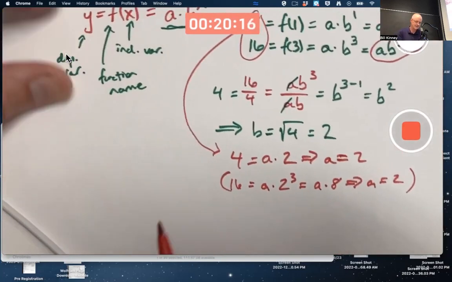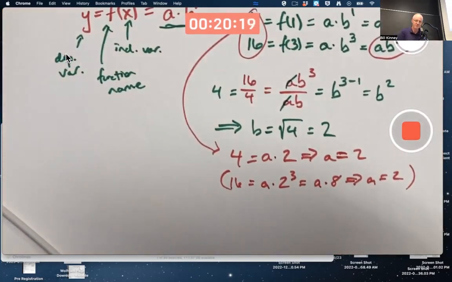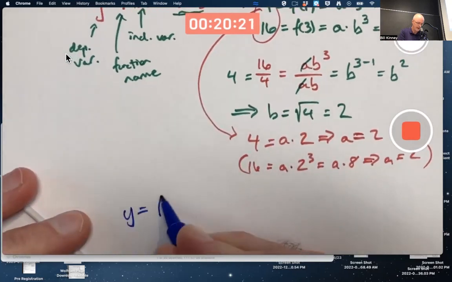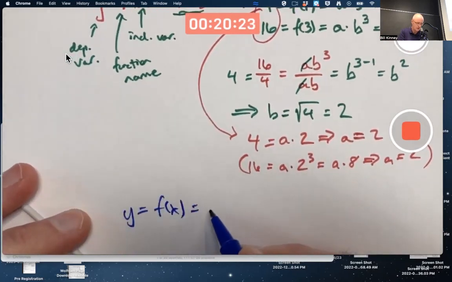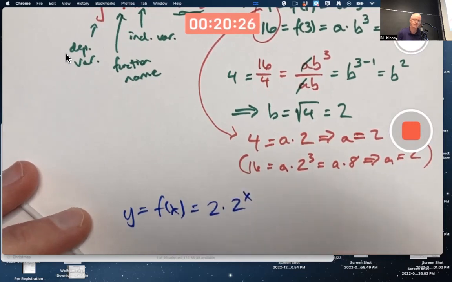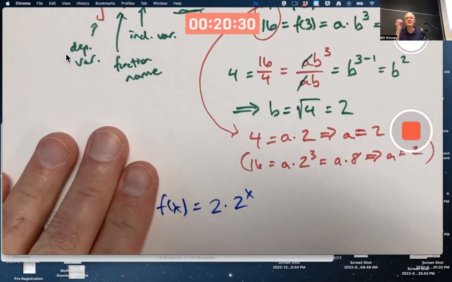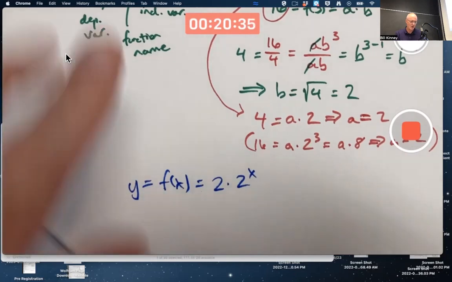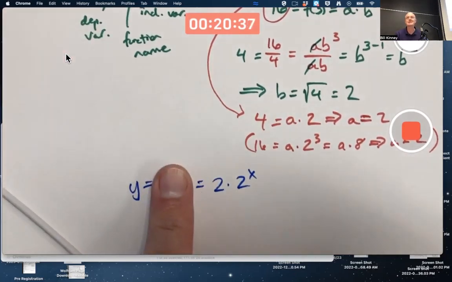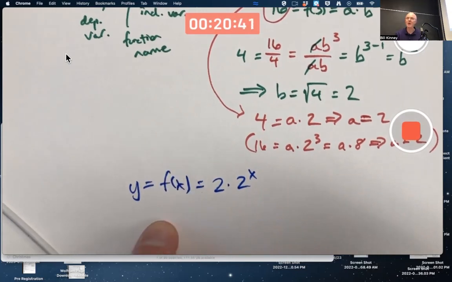So the answer is y equals f of x equals 2 times 2 to the x. Can I just write the answer as f of x equals 2 times 2 to the x? Yes, you can. Can I just write the answer as y equals 2 times 2 to the x? Yes, you can. Either way is okay. Can I do what I did, write both a y and an f of x? Yes, you can. Be flexible. It's okay. Any way you want to do it.